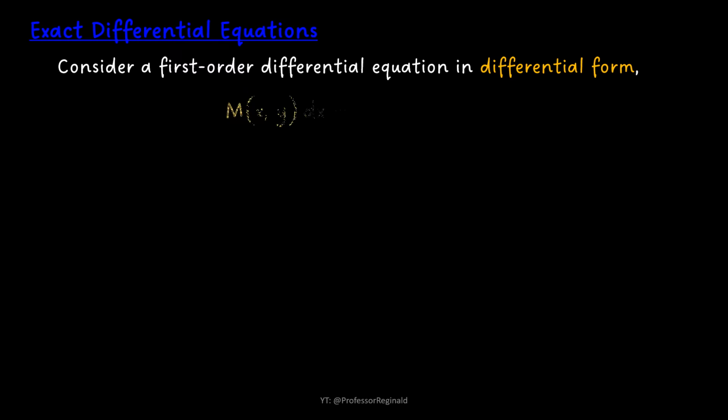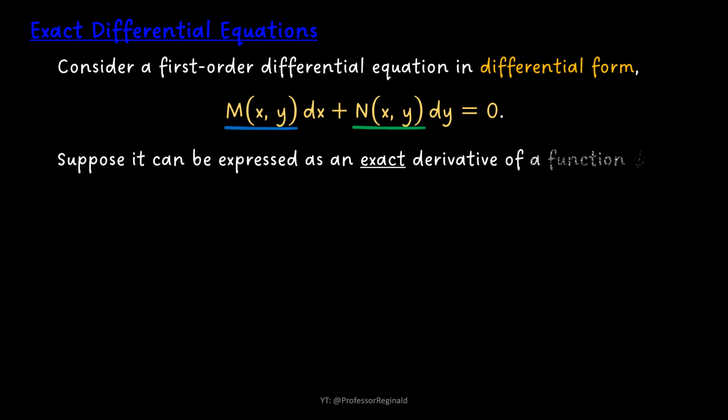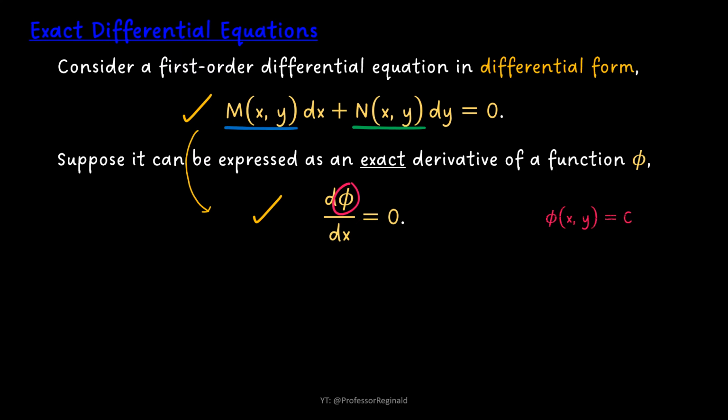Exact differential equations. Consider a first-order differential equation in differential form, where M and N are the coefficient functions of dx and dy, respectively. Suppose the differential equation can be expressed as an exact derivative of an unknown function. An unknown function that satisfies the differential equation is called the general solution and is given implicitly by the following equation, where c is an arbitrary constant. More detail on how to find this solution later.